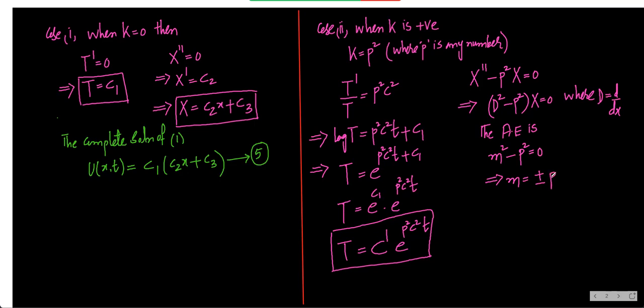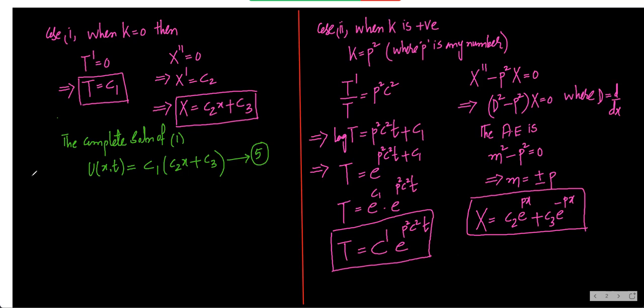Now two values of m we are getting and both of them are different. Write the solution. X is equal to, because pi you are not getting, right hand side value is 0. C1 e power px plus C2 e power, but C1 is already we have taken here. Take C2 e to the power of px plus C3 e to the power of minus px. This is the value of capital X. Now I got the solution when k is equal to p square, which is a positive number.